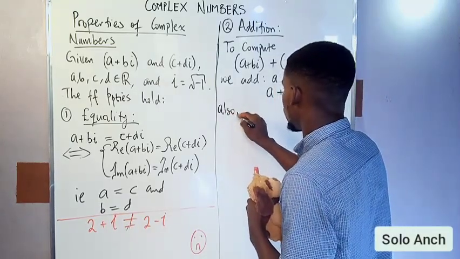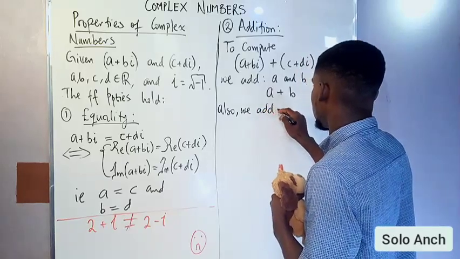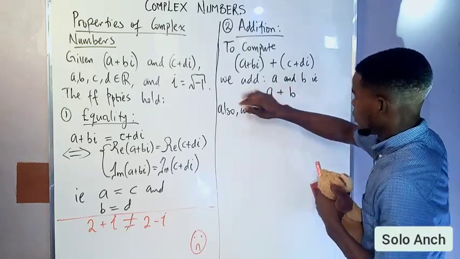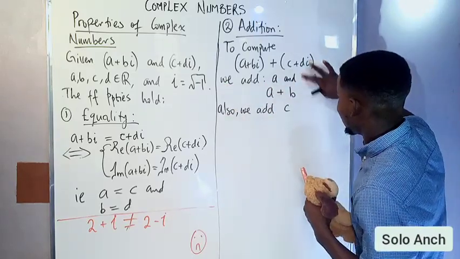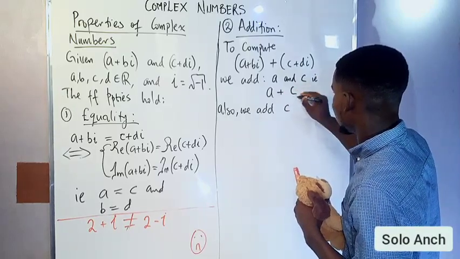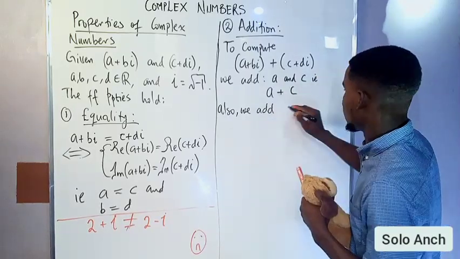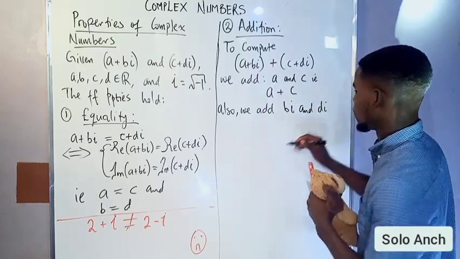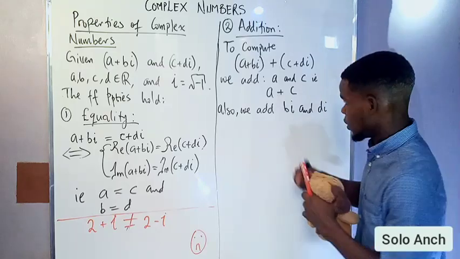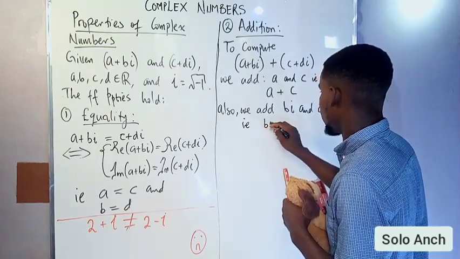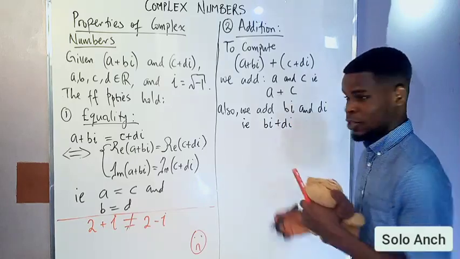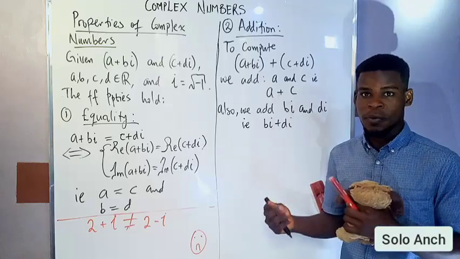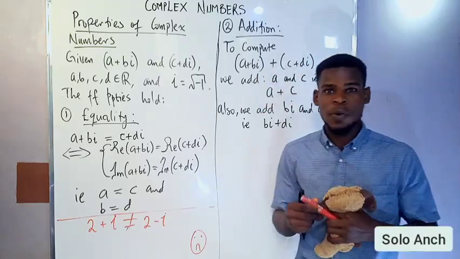We add a and c. Also, we add bi and di. So that will be bi plus di, which is just b plus d times i. So what that means is we'll add the real parts together, and then we add the imaginary parts together, just the same way we treat surds.